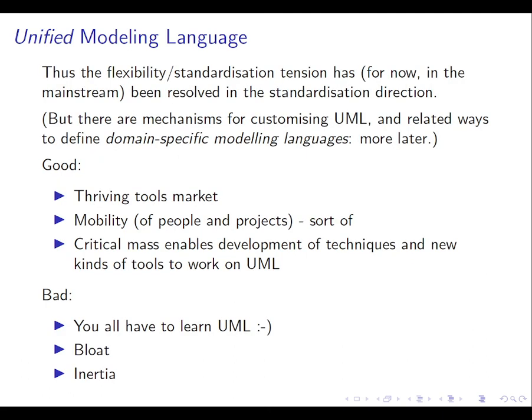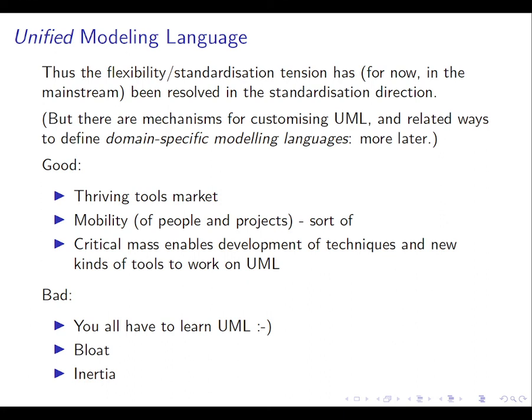So, in as far as we got a unified modelling language, the flexibility-standardization tension that I mentioned before has, for now in the mainstream at least, been resolved in the standardization direction. Okay, a language was standardized, even if perhaps not as precisely as we might have liked. There are mechanisms for customizing UML if you want to get some of that flexibility back, and if you want to get a lot more flexibility back, then you might turn, instead of to a general purpose modeling language like UML, to a domain-specific modeling language, and we'll have a lot more to say about those later on.